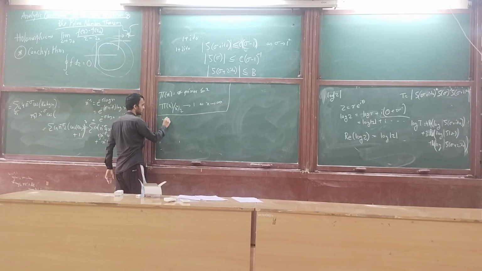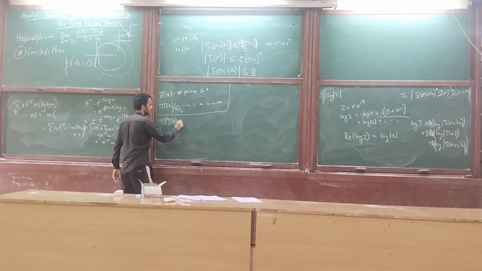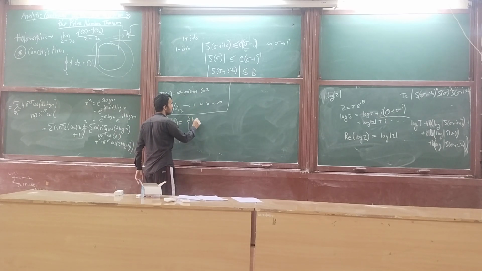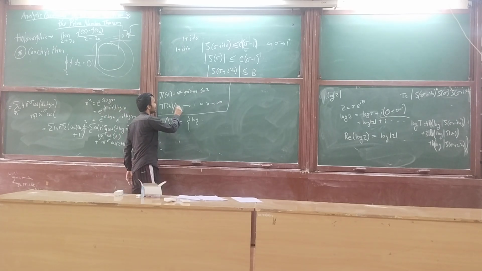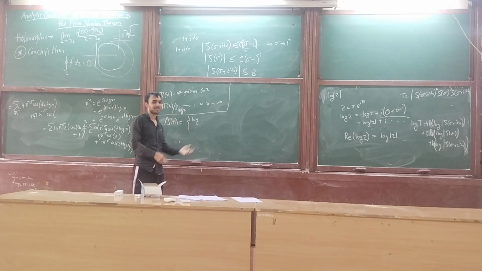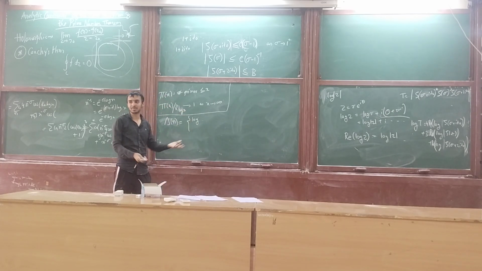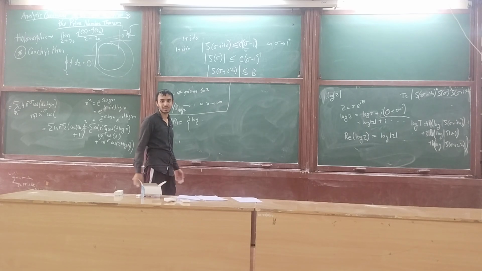So we define this function, the von Mangoldt function first, x square by 2, or x square, sorry, x by log x. I'll say why x square by 2 arises. Actually we will prove x square by 2 later on. That's the alternate formulation of the prime number theorem.